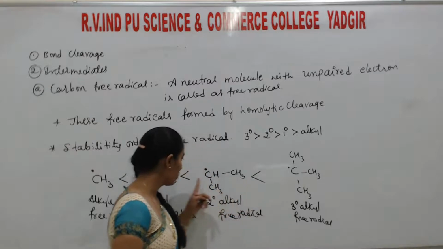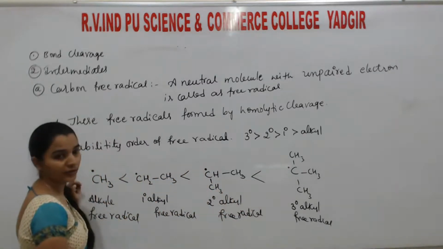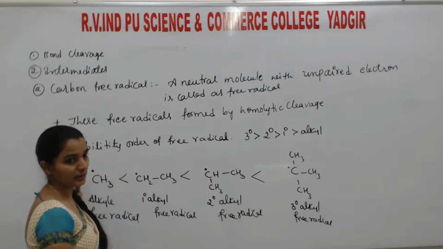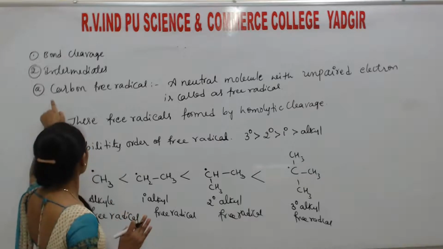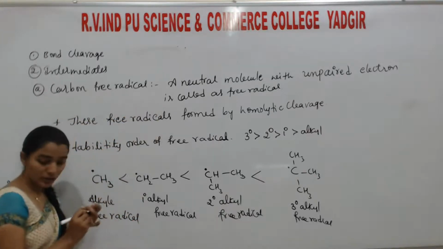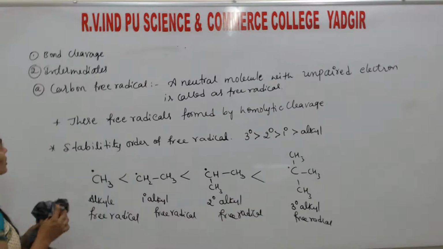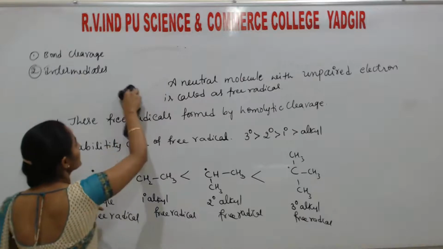If the CH3 groups decrease, then what happens? The stability of the free radical decreases. Understand? This is carbon free radical, one type of intermediate. So next we will discuss about carbocation, the second type of intermediate.